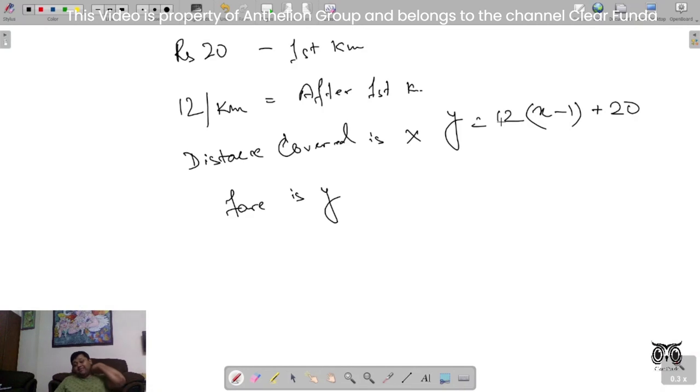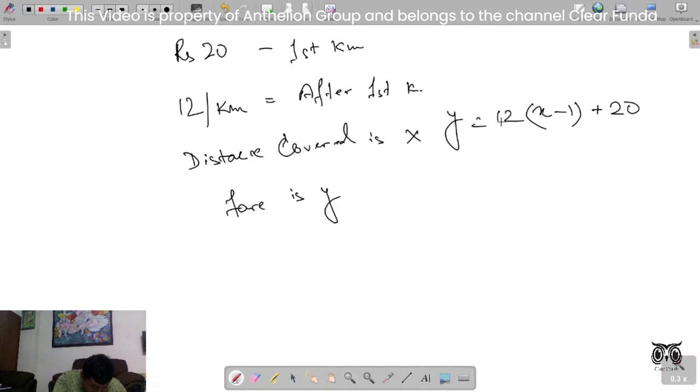Right. Why? Because the fare for the first kilometer is 20 rupees. Here if somebody is traveling for 2 kilometers, 5 kilometers, x is the distance in kilometers. And x cannot be negative, somebody actually cannot travel on the minus side. So here you have to understand that x is always positive. It can start from 0, go to 1 and then it will go positive. So this is the thing.